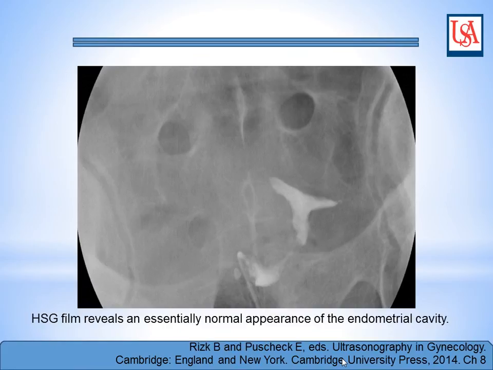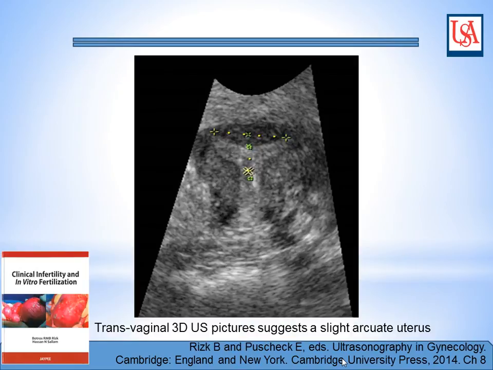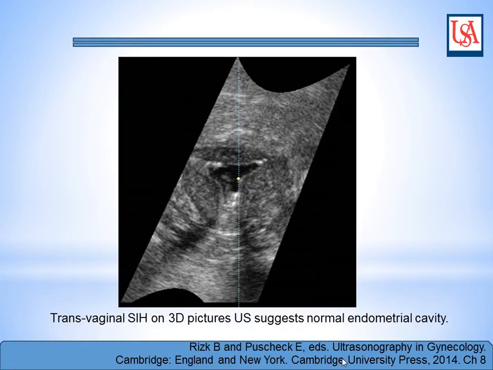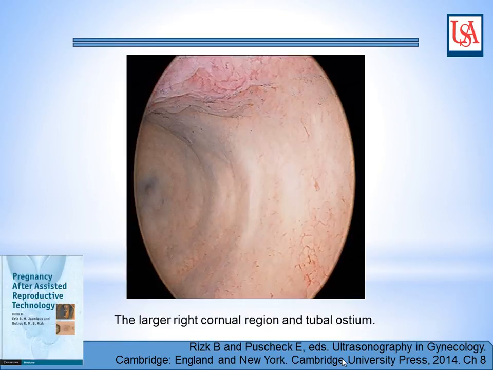Again, X-ray showing you a normal cavity. X-ray here, 3D ultrasound showing you an arcuate uterus. 3D, again, saline infusion showing you a normal cavity. You go inside, what do you think? The cornua is tucked there. Why is that cornua tucked? The cornua should be below the fundus. The cornua should never be above the fundus. If it is above the fundus, that means it is a septum.